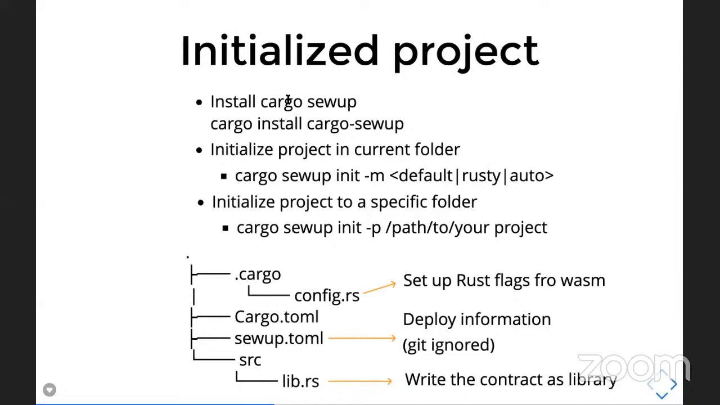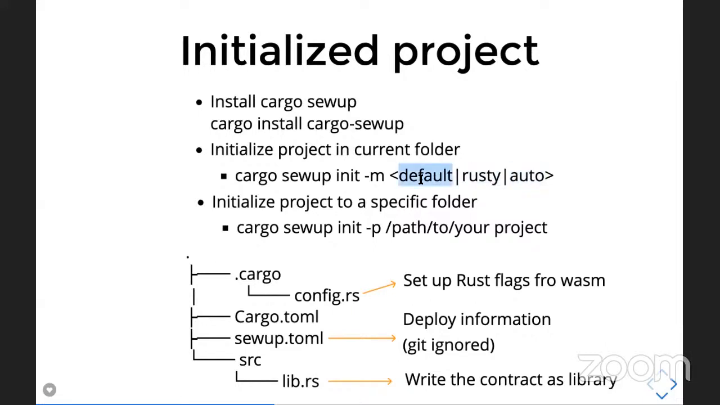So first, if you want to install the Sewup tool, you just cargo install cargo-sewup. Cargo is a tool used to manage Rust projects. If you have installed Rust before, you will have Cargo in your environment. Once you install cargo-sewup, you can use the command cargo sewup init. If you run cargo sewup init, you will init the default type of project. Currently, we have three types of Sewup project: the default type, Rusty type, and auto type.